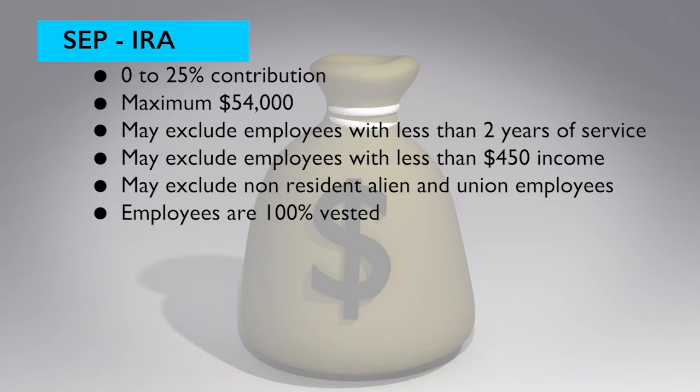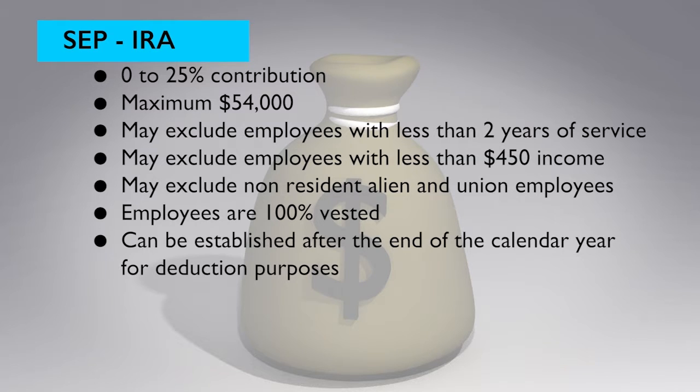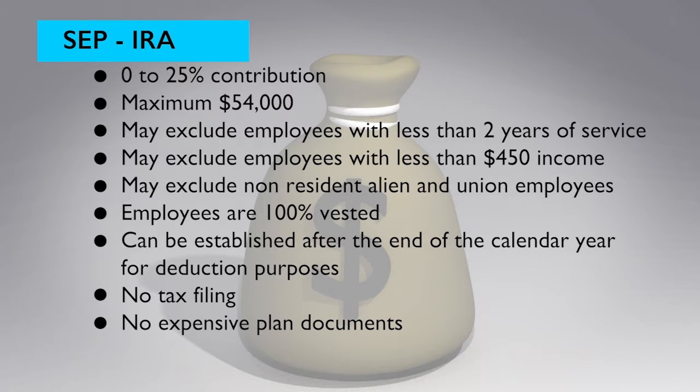The employees are 100% vested in all contributions unless the employer decides on a 3-year waiting period. The plan can be established after the end of the calendar year for deduction and planning purposes. There is not a tax filing, and there are no expensive plan documents. This plan is perfect for a one-person business.